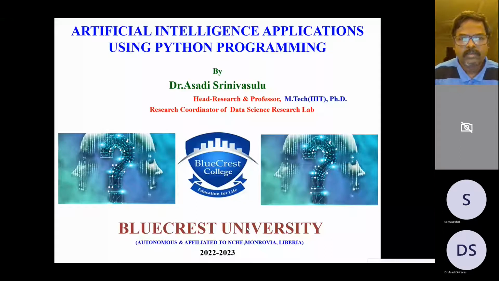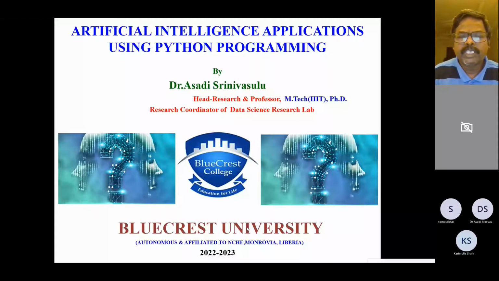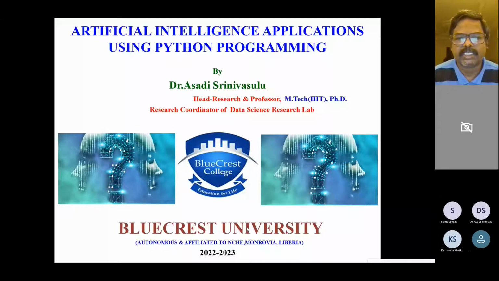Artificial intelligence is nothing but intelligent behavior in a machine. The best example is a robot. It is the science and engineering to make intelligent machines. This definition was given by John McCarthy in the year 1969.